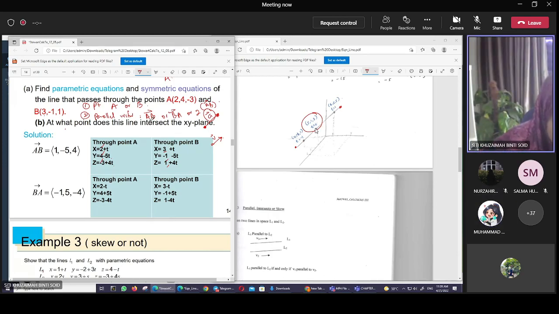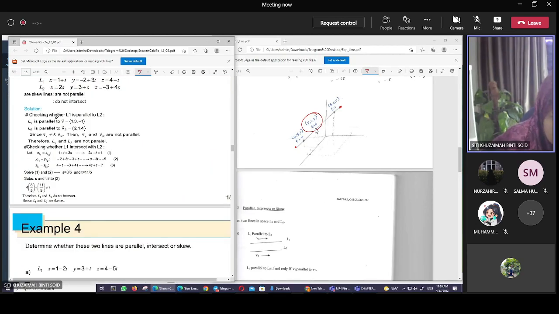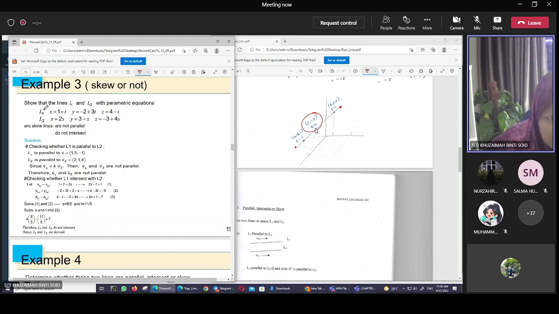Faham. Okay, jom kita teruskan. Okay, this question, example 3 ni memang very famous question. Very famous question, you all. Show that the lines L1 and L2, your line ni memang you all kena faham betul-betul tau.